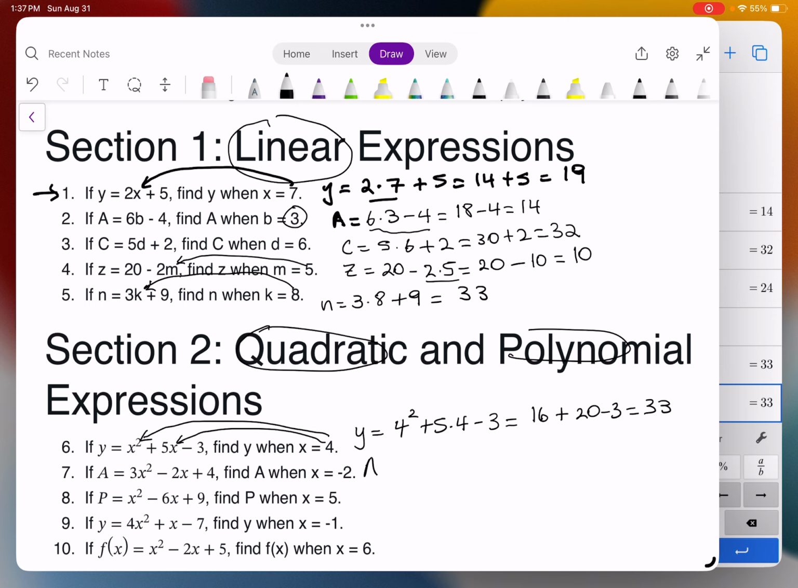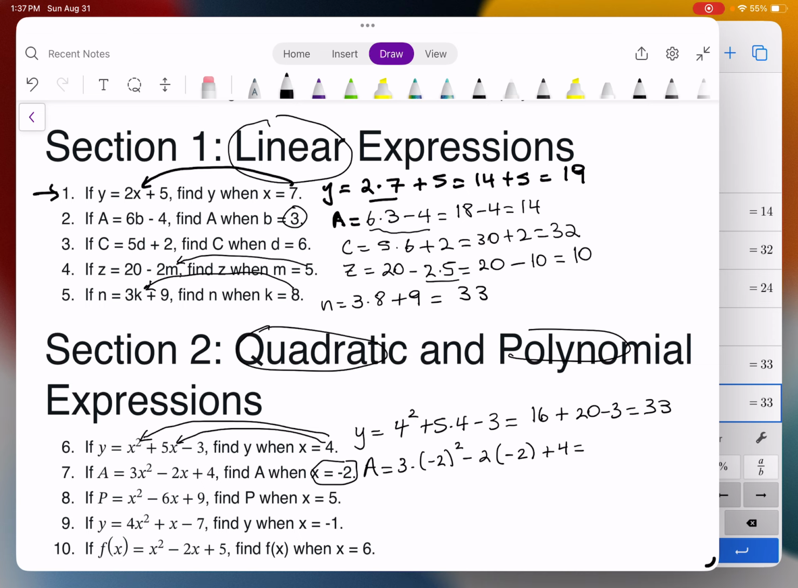We get a equals 3 times x, which is (-2) squared, minus 2 times (-2) plus 4. Notice on this one I added parentheses. Whenever you have a negative x value to substitute in, it is necessary to use parentheses. We will get different answers if we don't use parentheses, and that will be incorrect.